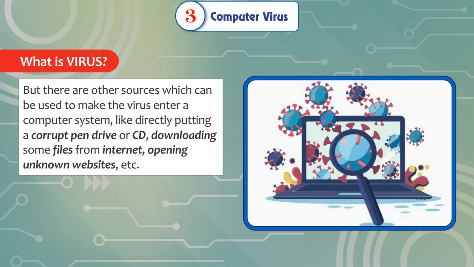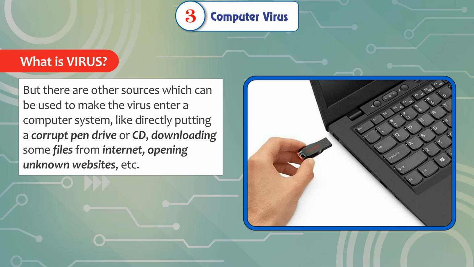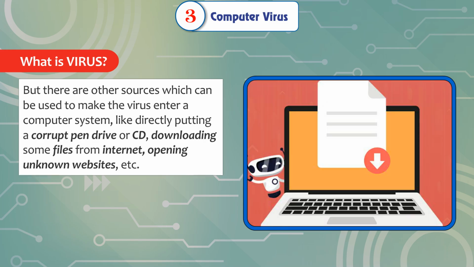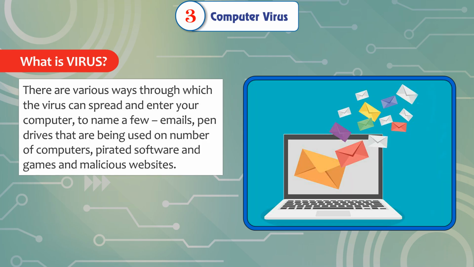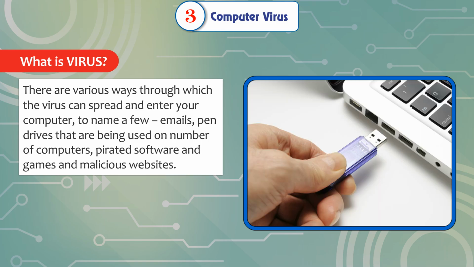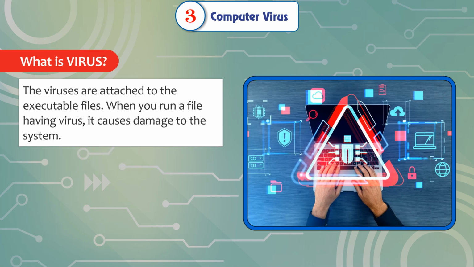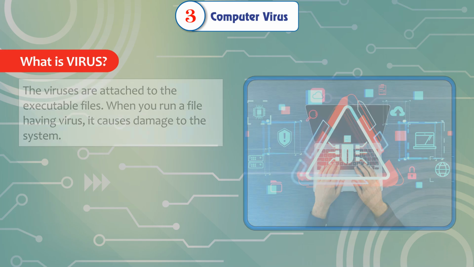Email is one source of making a virus enter. But there are other sources which can be used to make the virus enter a computer system, like directly putting a corrupt pen drive or CD, downloading some files from Internet, opening unknown websites, etc. There are various ways through which the virus can spread and enter your computer, to name a few: emails, pen drives that are being used on number of computers, pirated software and games, and malicious websites. The viruses are attached to the executable files. When you run a file having virus, it causes damage to the system.